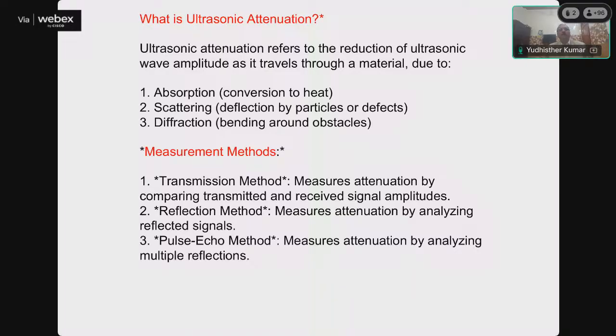As I told earlier, ultrasonic attenuation is the reduction of ultrasonic wave amplitude as it travels through a material due to absorption, scattering, and diffraction. It can be measured by the transmission method, which measures by comparing the transmitted and received signal amplitudes. And the reflection method, which measures attenuation by analyzing reflected signals. Pulse echo methods, which measure attenuation by analyzing multiple reflections.